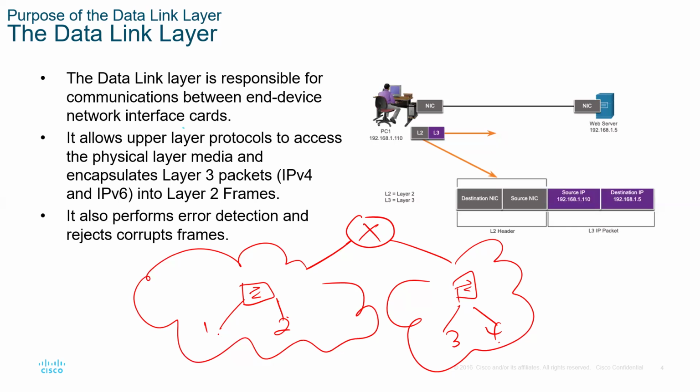So the data link layer is responsible for enabling communication of the network interface cards of different devices on the same network segment. This is very important. It also translates data from upper layers into a format that is suitable for transmission over a specific physical medium. It sort of translates data from the upper layers, right?